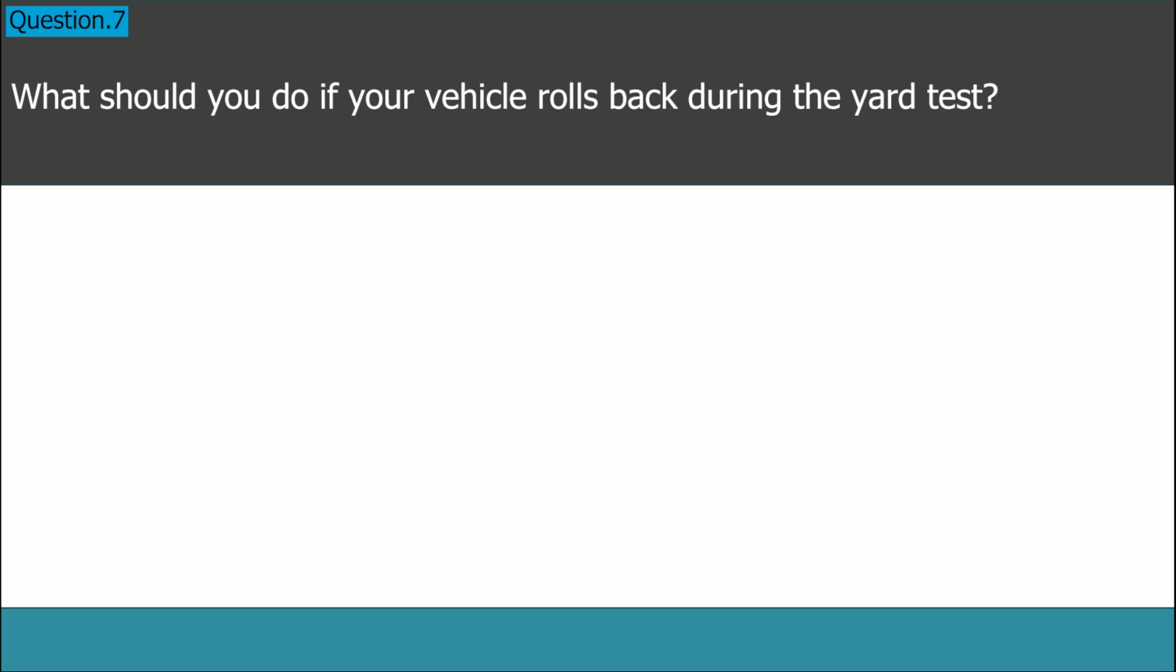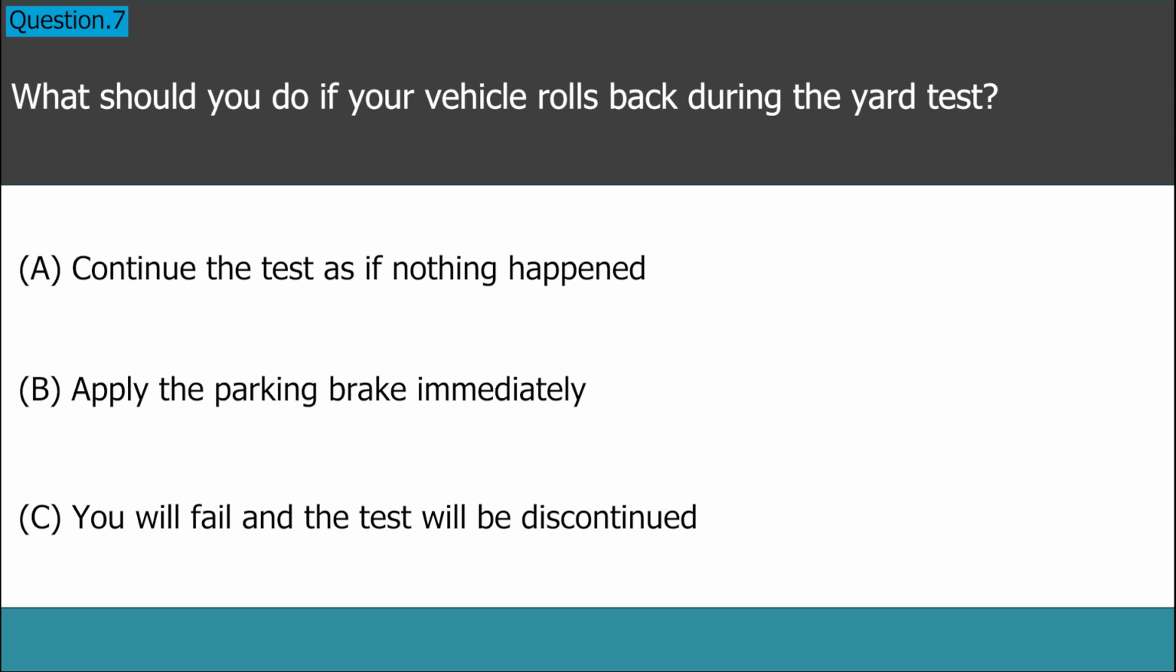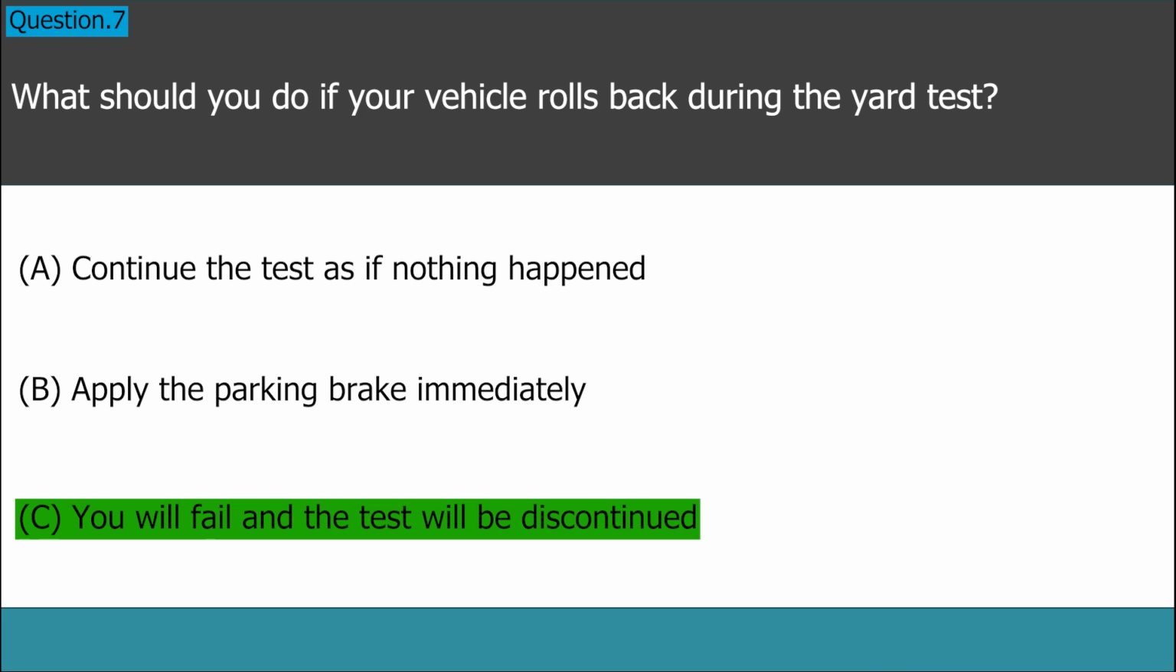What should you do if your vehicle rolls back during the yard test? A. Continue the test as if nothing happened. B. Apply the parking brake immediately. C. You will fail and the test will be discontinued. Answer: C. You will fail and the test will be discontinued. Rolling back during the yard test results in an immediate failure.